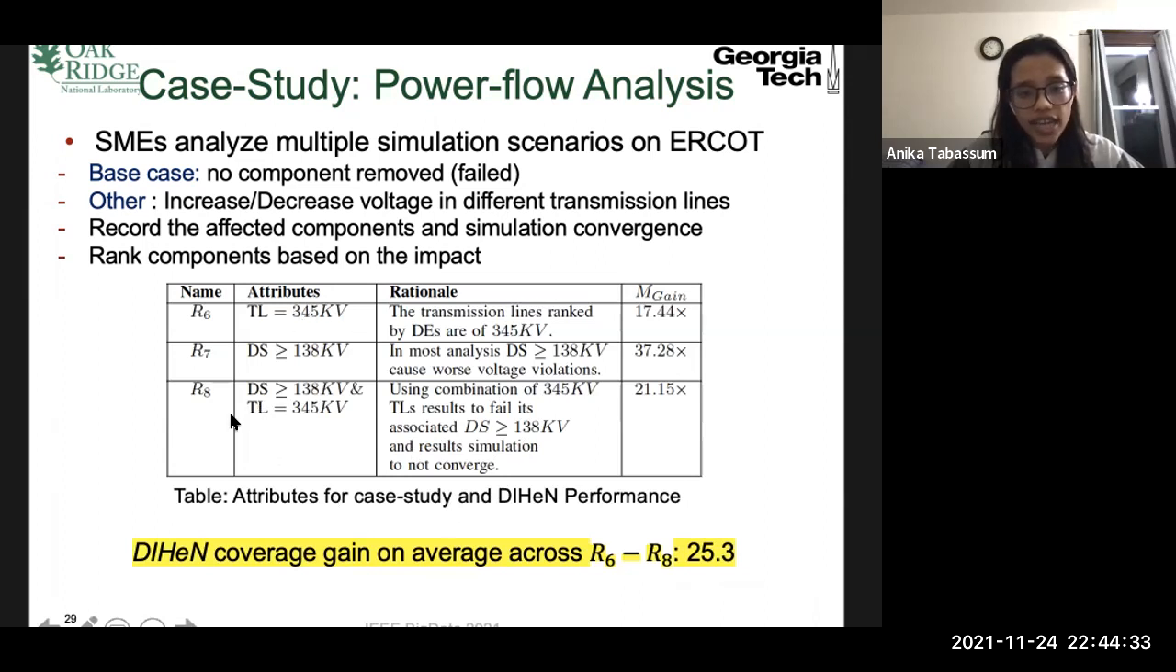And so this figure shows all the attributes we consider that the experts and also our MGAIN for the Diane model, based on these attributes for the same type of network. And so in all the attributes from R6 to R8, Diane gain on average is 25.3, and for R8, which is a potential attribute for a simulation to not converge, the coverage gain of our Diane is almost 21x.